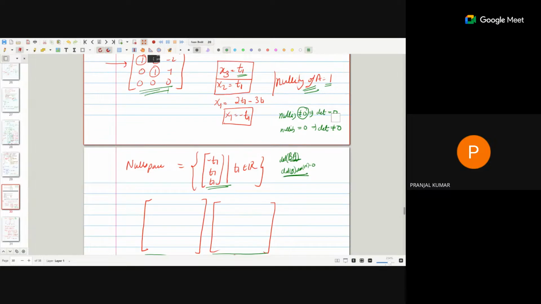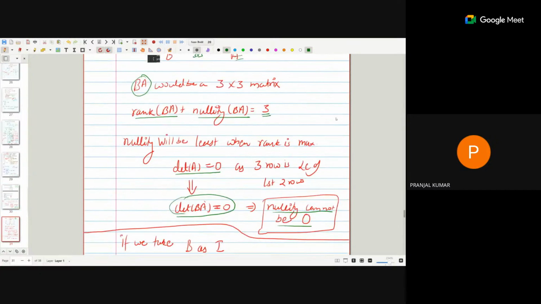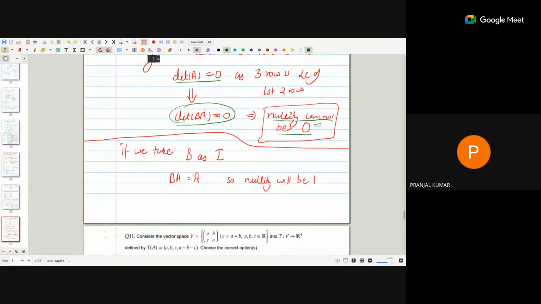Okay, so you know that the determinant of BA is also 0. This means that the nullity must be non-zero. So nullity cannot be 0. I've written it here.